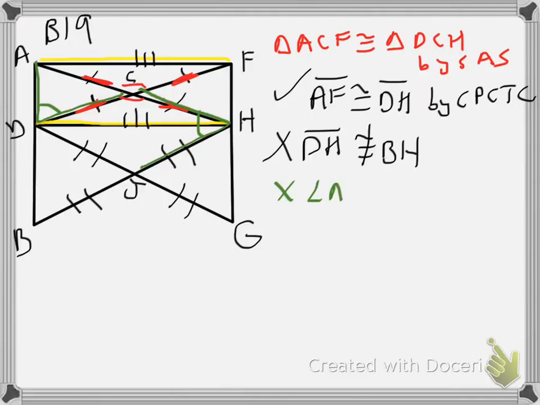Angle ADC is not congruent to angle CHJ. Okay, so we got those ones there. There's nothing to show that there. We just don't have enough matching up stuff to be able to say angles and sides are the same and all that. There's just not enough information. I highly doubt it as well.